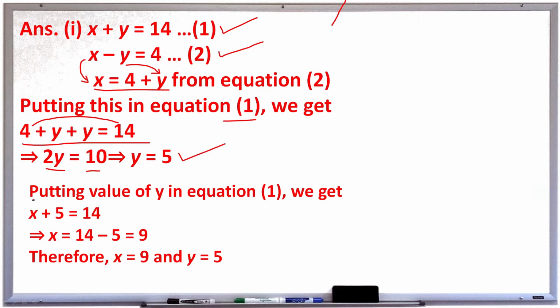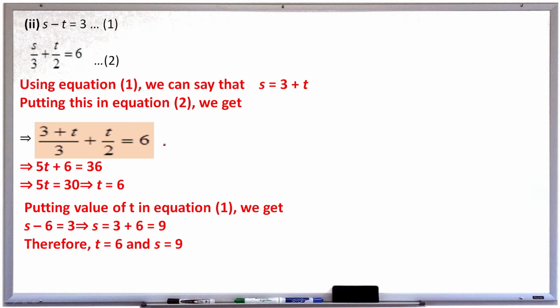After getting the value of y, we can put it in equation number 1. So we get x plus 5 is equal to 14. So x is equal to, bring 5 to the right side, it will become minus 5. So 14 minus 5 is equal to 9. So the values are x is equal to 9 and y is equal to 5. Likewise, the second question we can solve easily.